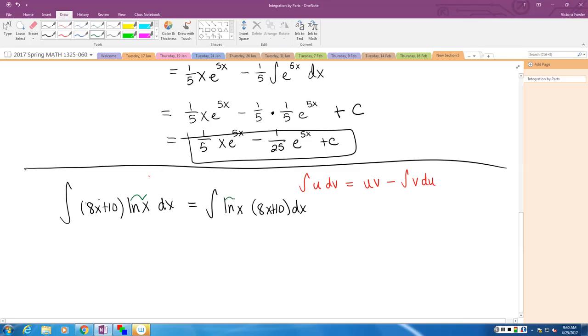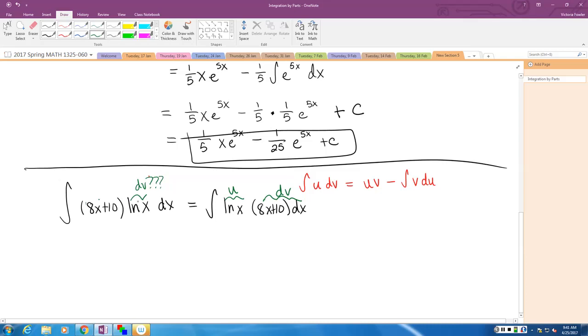So we're going to make natural log of x our u, and then 8x plus 10 dx is going to be my dv. That looks a little bit nicer. I don't have to jump spots. Okay, is everyone clear on why this is my dv versus the natural log of x? Could you explain why I am not using natural log of x to be my dv? Yeah, I don't know how to find its antiderivative.